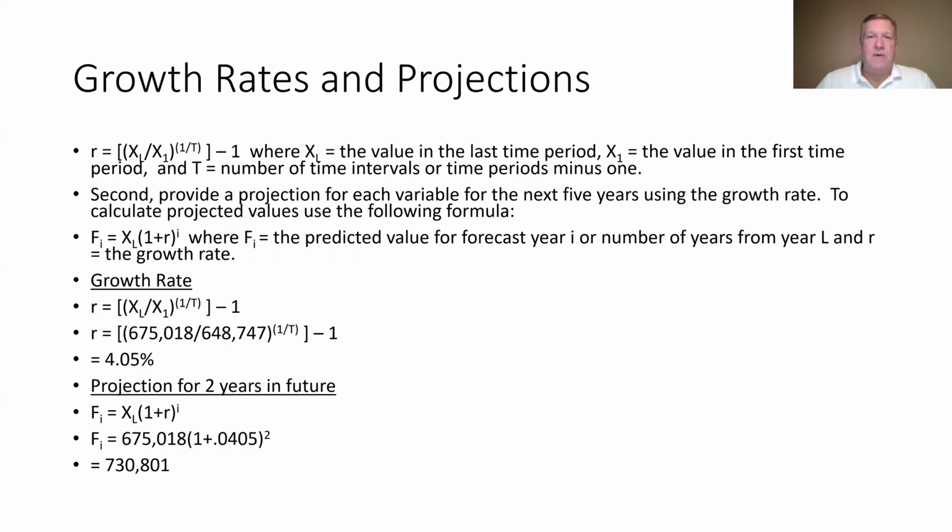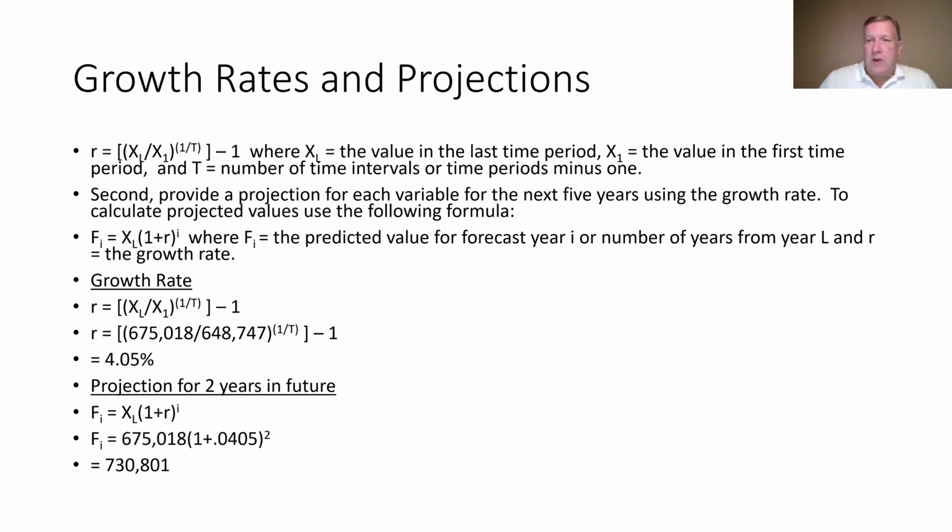Let's look at an example of how that would work. You see I've got an example on the screen for you. To keep it really simple, let's say we're just looking at 2 years: last year's revenue and the preceding year. Last year would be XL, which in our example was $675,018. X1, the year before that, was $648,747. So we divide those numbers, then raise to the 1 divided by T power.